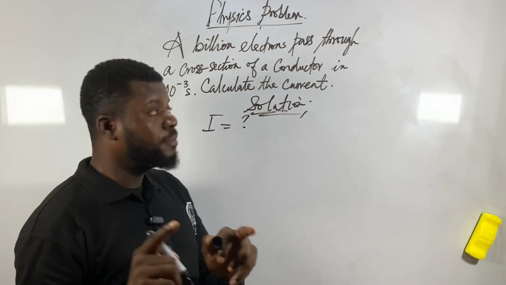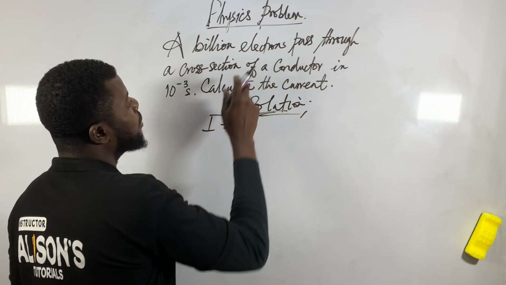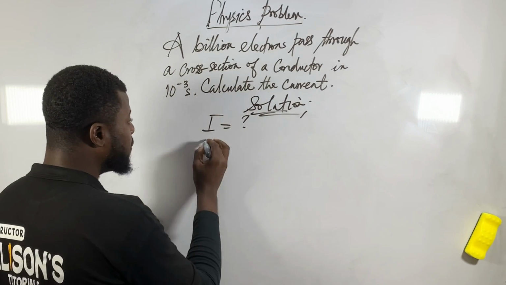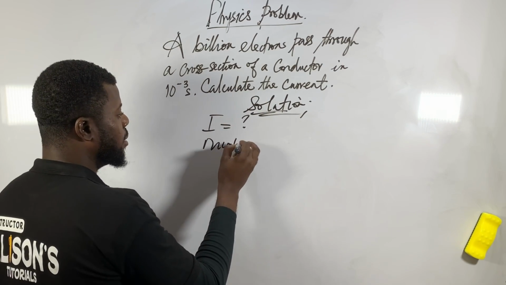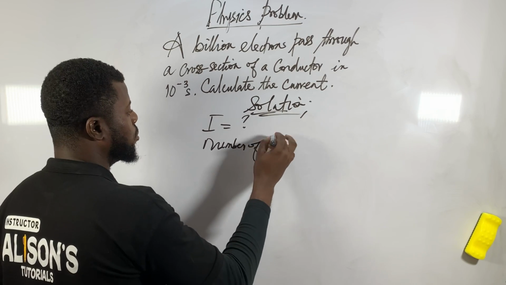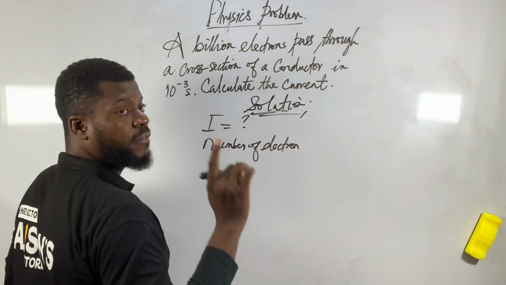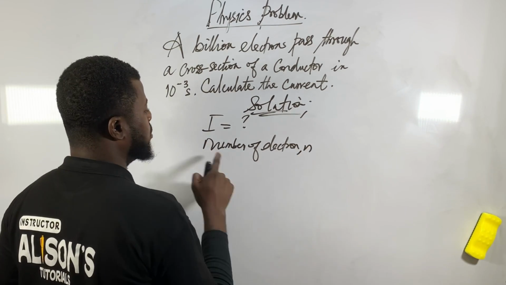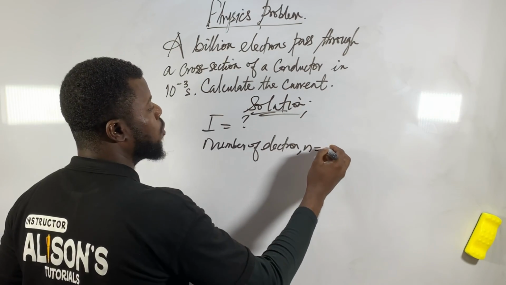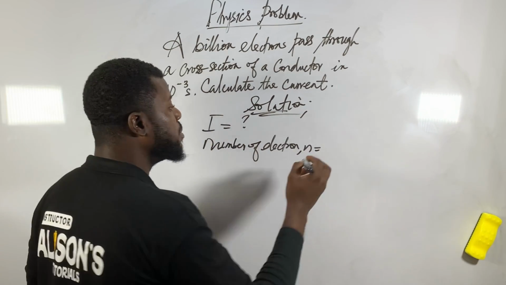Now, what do they give us? They say a billion electrons. That is very important information. So, the number of electrons will be n. We use n to represent the number of electrons. They say 1 billion.